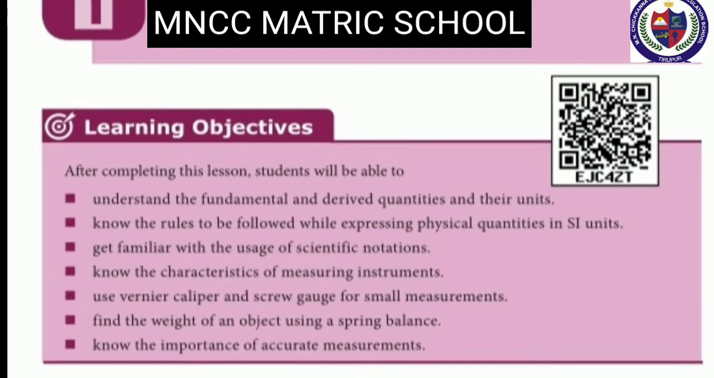Before we enter into the topic, we must learn the objectives. First, to understand the fundamental and derived quantities and their units, and to know the rules to be followed while expressing physical quantities in SI units, to get familiar with the usage of scientific notations, and to know the characteristics of measuring instruments, and to use vernier caliper and screw gauge for small measurements, and to find the weight of an object using a spring balance.